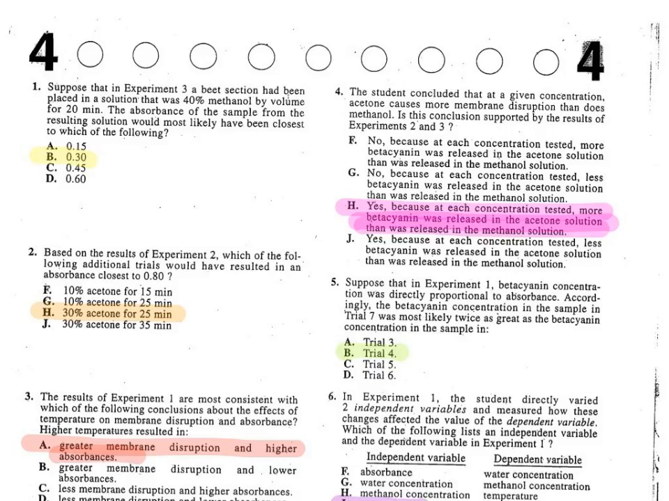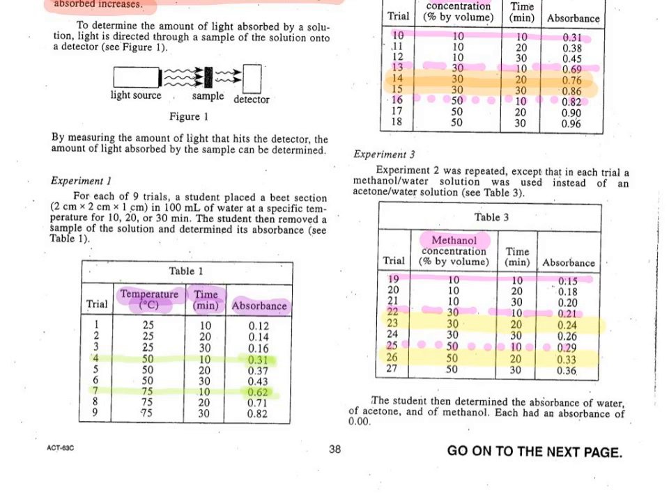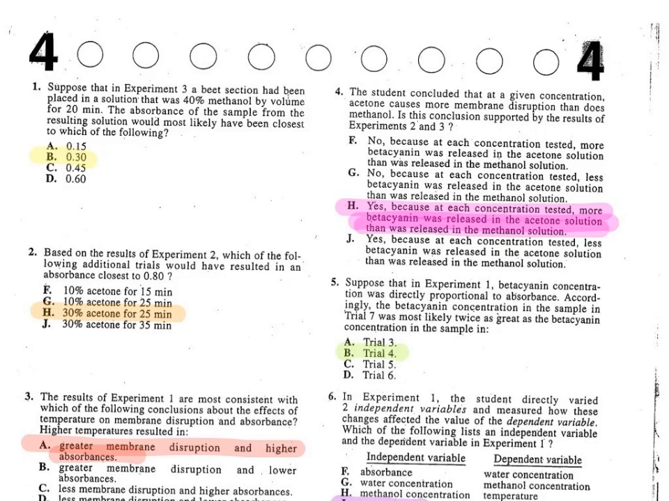Question number 1 asks us to find the absorbance if we had a 40% methanol for 20 minutes. What we need to do to answer this question is go back to experiment 3, find methanol, and compare the 30% methanol to the 50%. There, I've got 0.24 at 30, 0.33 at 50. They wanted a 40%, so it has to be somewhere in between my two numbers of 0.24 and 0.33. That gives me an answer of choice B, 0.3.